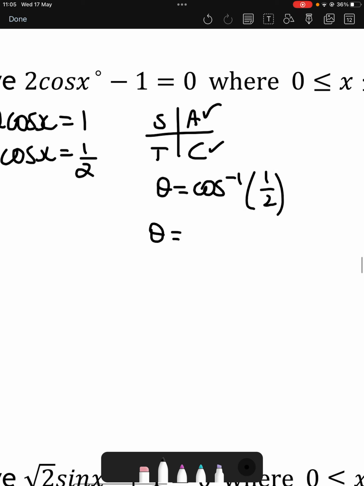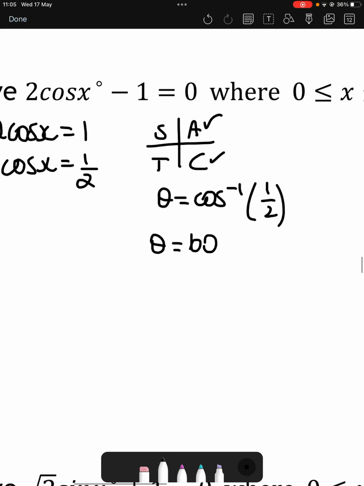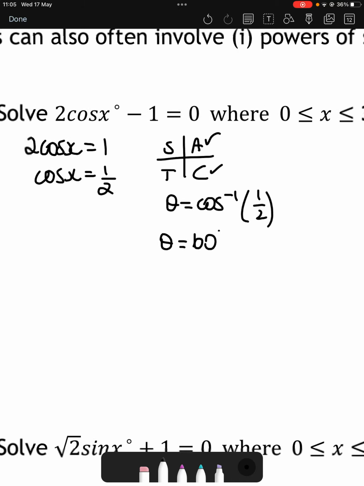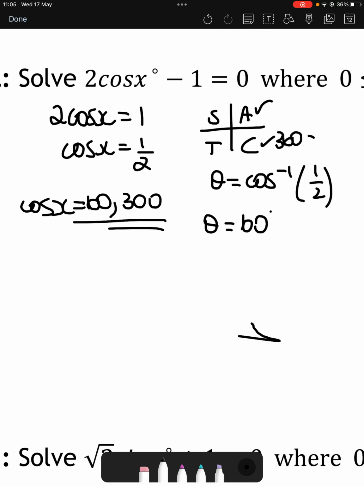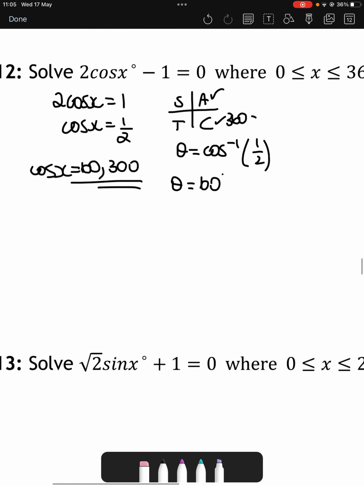So, cos of what gives you a half? That is 60 degrees. So, therefore, x is 60. It is also 360 minus 60, which is 300. And that's your two answers. Okay, so previously, up to this point, we've always had two answers. But this will be extended as we progress, okay?